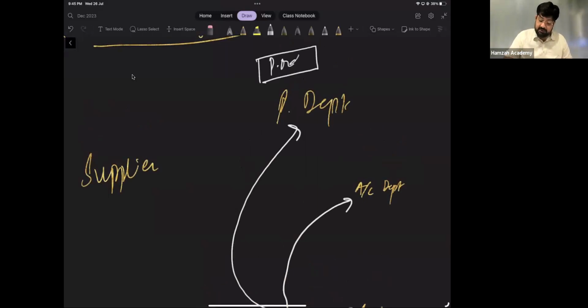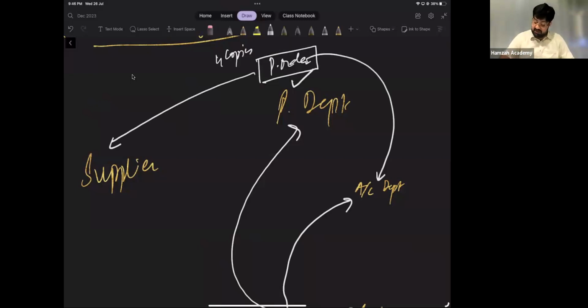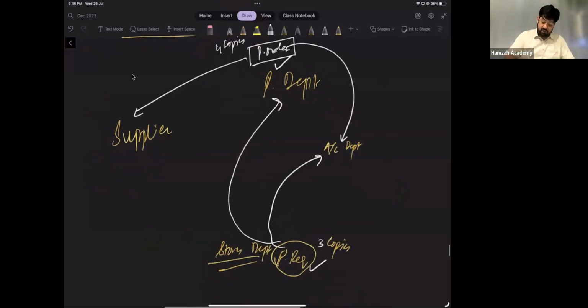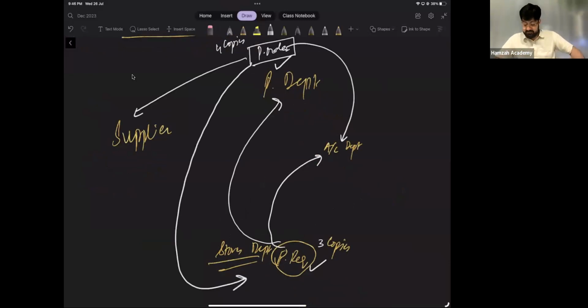Now, the purchase department receives the requisition. They prepare a purchase order, which is approved by the senior manager, the purchase manager. It has 4 copies. 1 copy retained, 1 copy sent to the supplier, 1 copy sent to the accounts department, and 1 copy sent to the store department. Purchase order.